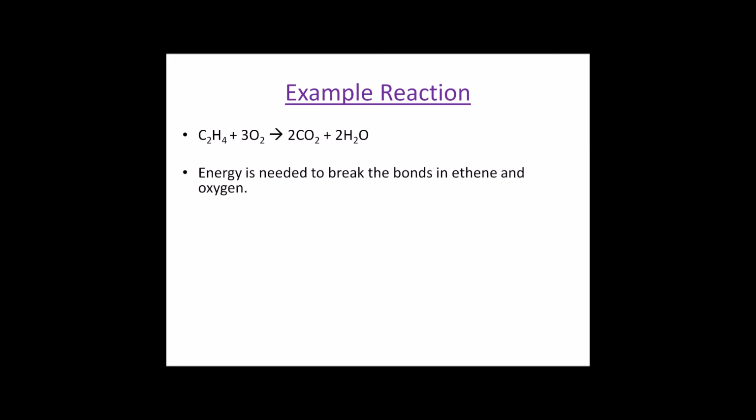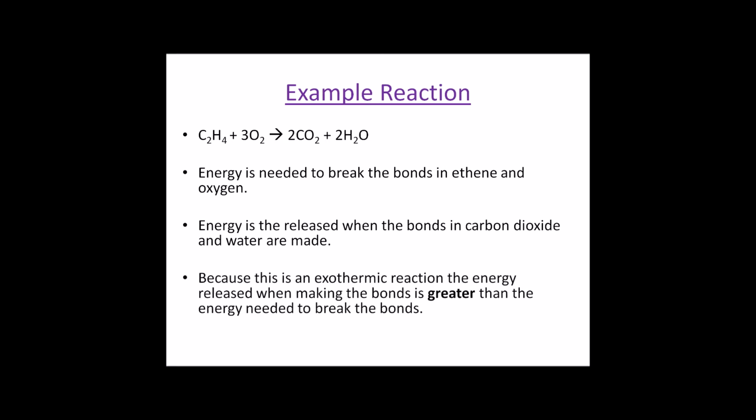So energy is needed to break the bonds in ethene, and also energy is needed to break the bonds in oxygen on the left hand side of that arrow, which are reactants. And the energy is released when the bonds in carbon dioxide and water are made. And because this is an exothermic reaction, all combustion reactions are exothermic, we know that the energy released when we make the bonds is going to be greater than the energy required to break the bonds in our reactants. So we're expecting our energy change to be negative.